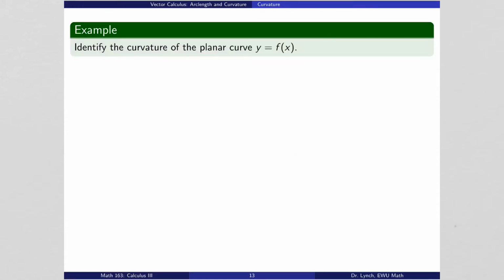Okay, one last thing to do with curvature, we can identify the curvature of a planar curve y equals f of x. And we'll go ahead and do this using that cross product formula we just derived, as well as a parameterization for this curve. So here's a super common parameterization you can always use for a curve y equals f of x, is to parameterize the x coordinate by t and parameterize the y coordinate by f of t. So what's left then is to compute r prime, r double prime, look at their cross product, and go ahead and compute that quotient that we had on the previous slide.